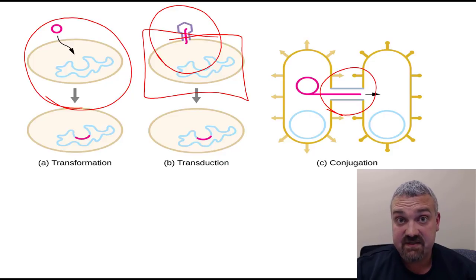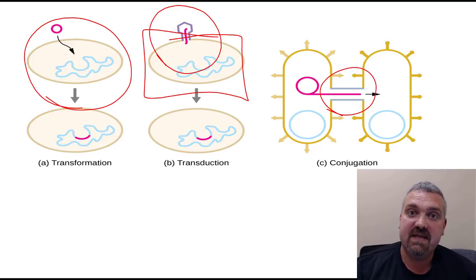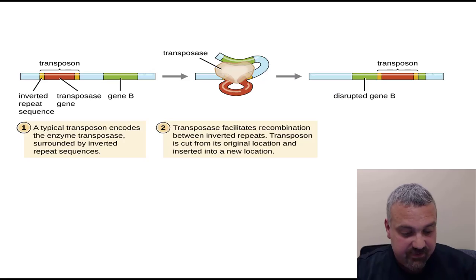So those are the three main examples of horizontal gene transfer. Transformation: naked DNA in solution. Transduction uses a phage or bacteriophage to transfer DNA from one bacteria to another. And conjugation uses a sex pilus or a mating bridge, and it uses a plasmid to transfer DNA.